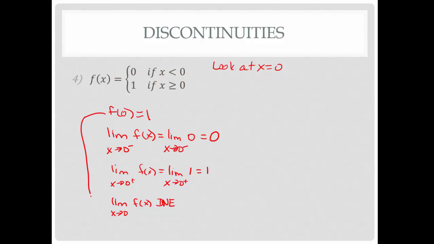So we do a comparison. This time it's the limit that does not exist as x approaches 0. You can plug 0 into the function, but since the limit doesn't exist, that tells us that we have what kind of discontinuity? That's going to be a jump discontinuity. So we have a jump discontinuity at x equals 0.